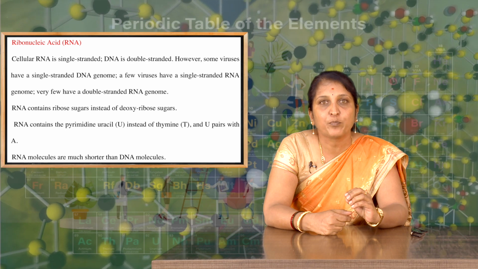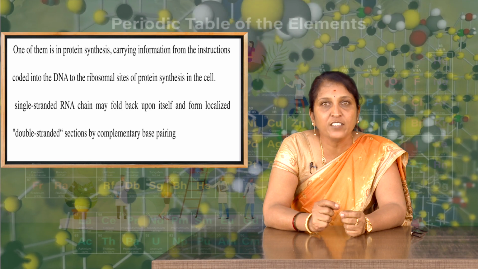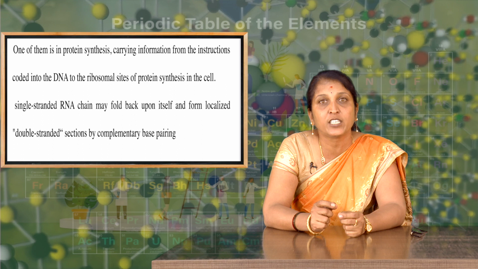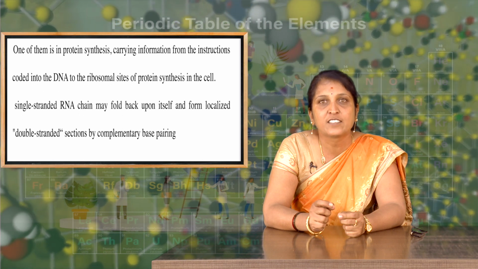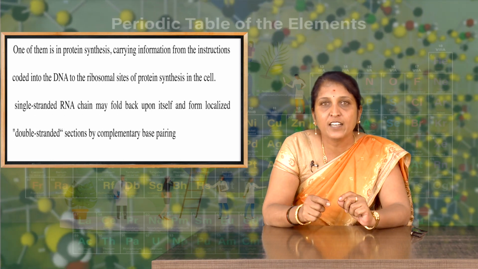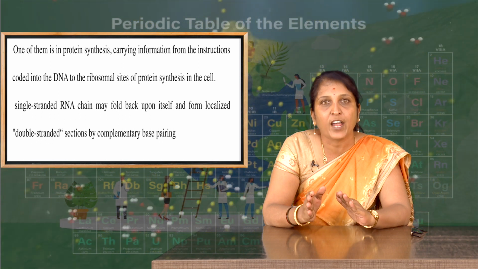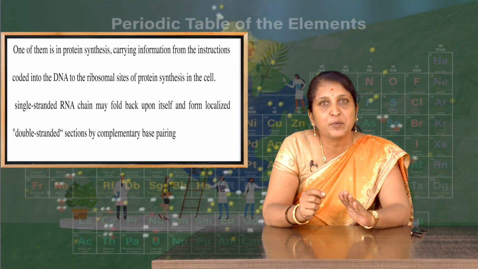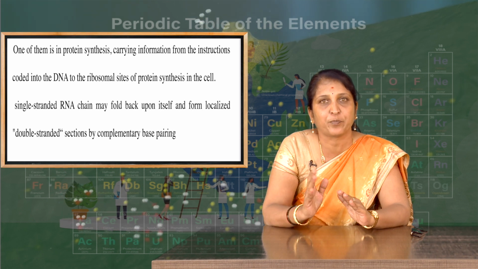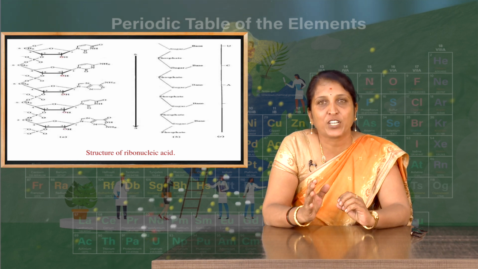RNA molecules are much shorter than DNA molecules. One of their functions is in protein synthesis, carrying information from the instruction coded in the DNA to the ribosomal sites of protein synthesis in the cell. A single-stranded RNA chain may fold back upon itself and form localized double-stranded sections by complementary base pairing. This is the structure of ribonucleic acid.